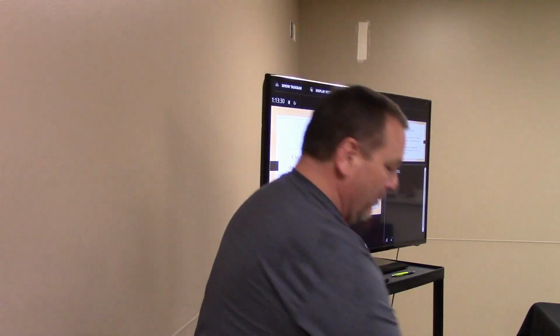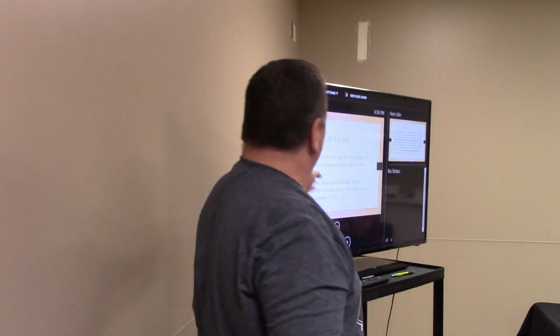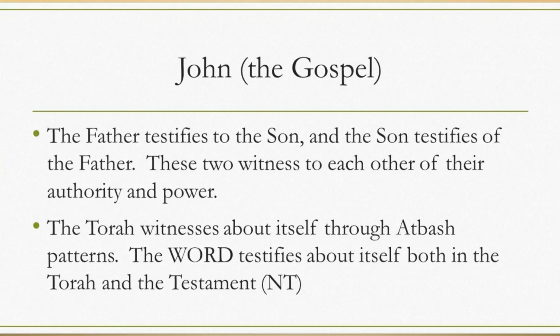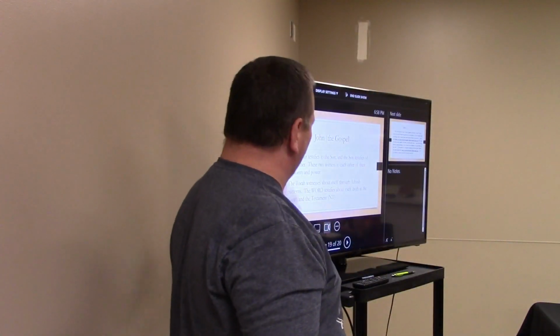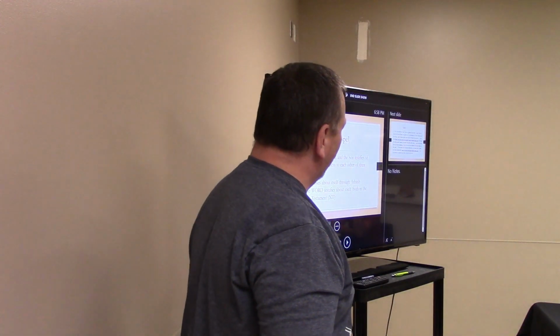The New Testament validates itself because Jesus says, hey, look, this is my word. Not only is it my word, but the Father's. He says the Father testifies to the Son, and the Son testifies to the Father. There's two witnesses. These two witness to each other of their own authority and power. The Torah witnesses about itself through Atbash patterns. The Word testifies about itself in the Torah and the New Testament.